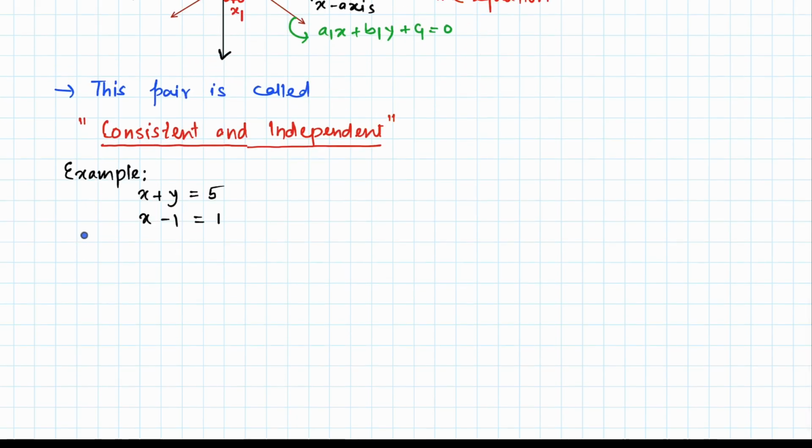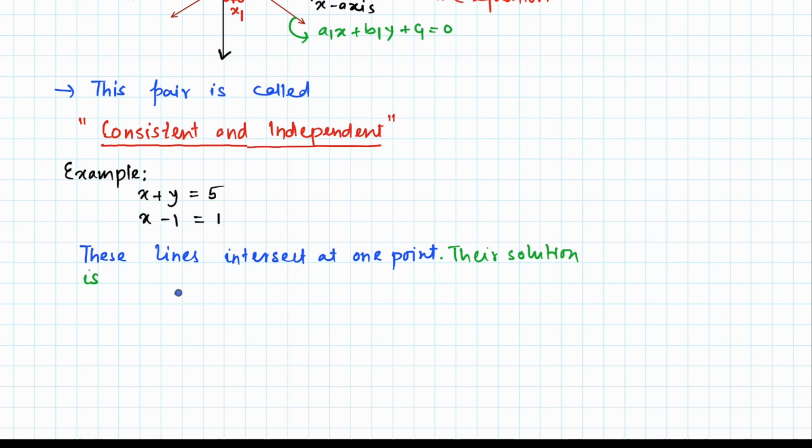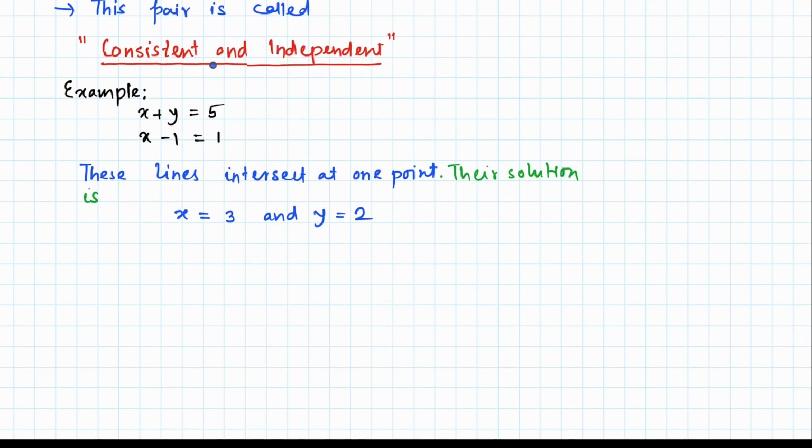If we represent these two in a graph, I'm leaving it to all of you to plot this and verify it. That will help you to revise your graphical method of solving the equation. These lines intersect at one point and their solution is x equal to 3 and y equal to 2. So we'll get a unique, common point, and this will give us a unique solution.